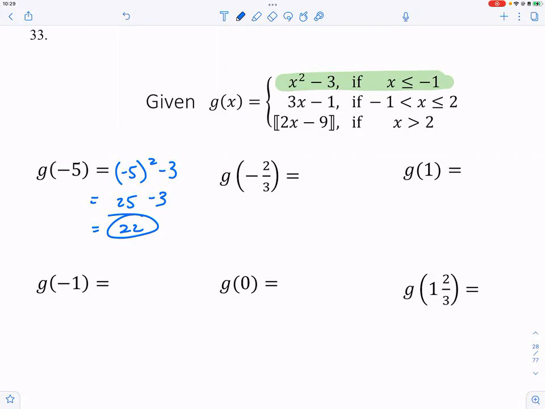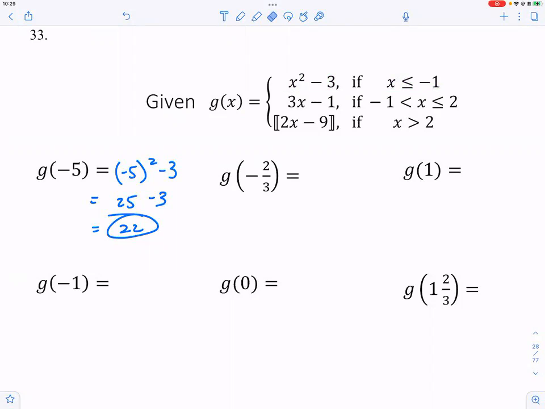Okay, so I mean, it's very explicit. You know why we use the top equation, because the x value is less than -1. So if you know how to interpret it, no one should miss this question. No one, literally no one.